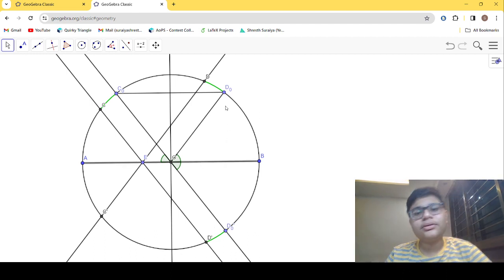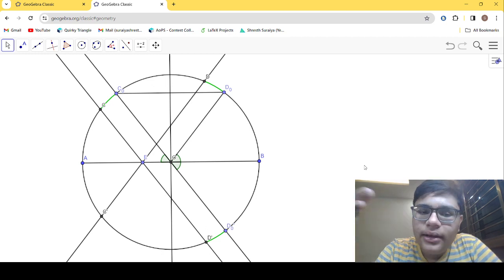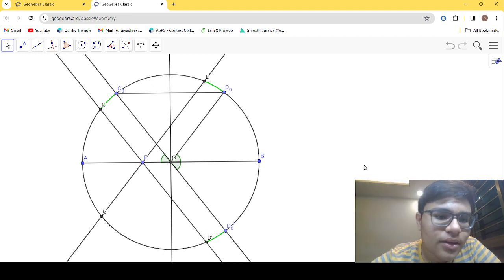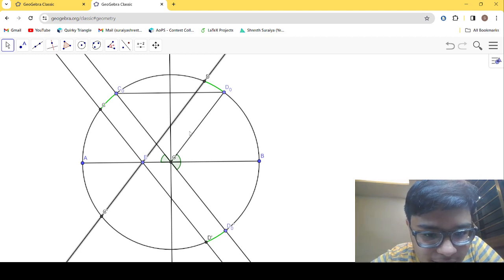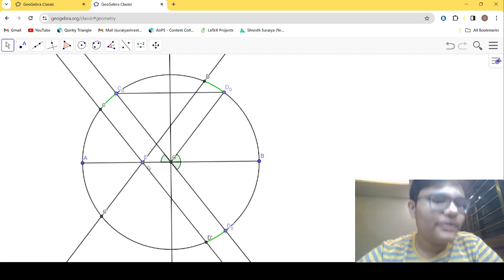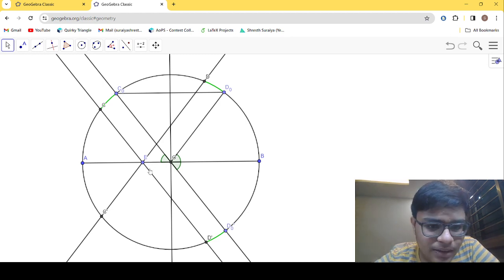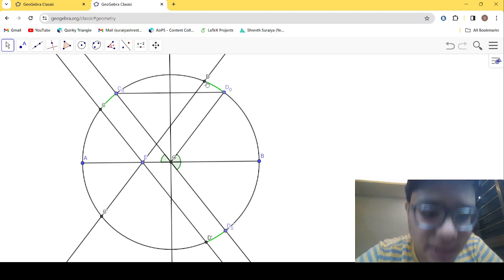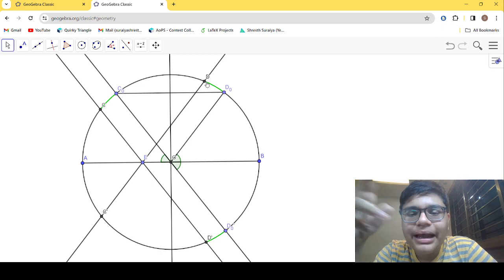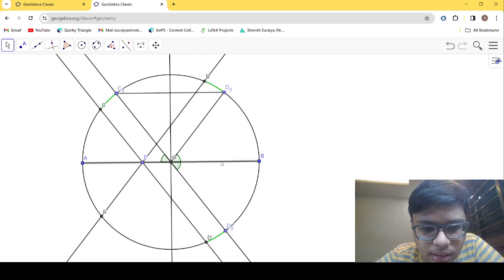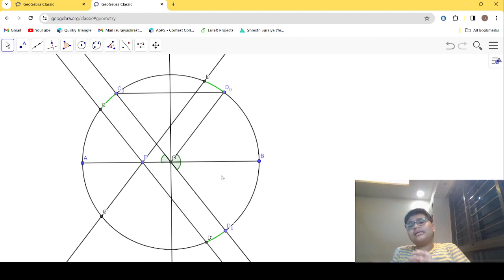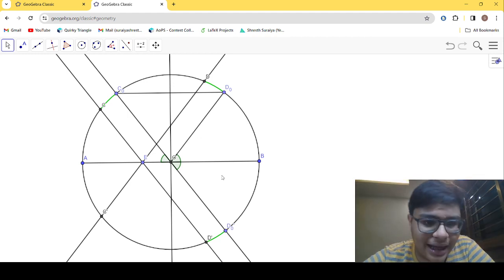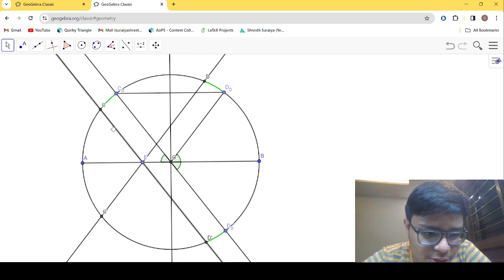So, as you can see, and similarly, since this line is parallel to this line and this line is parallel to this line, it basically means that these two angles are the same as well. And since these two angles are the same, it means that, since it's a circle and it's a diameter, D is a reflection of D dash under segment AB.